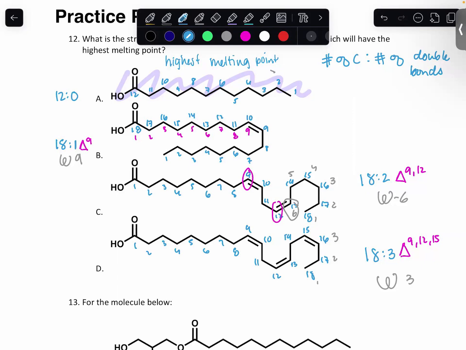You need to number them left to right for one naming way and right to left for the other naming way. So for your deltas, you number starting at the carbonyl. And for the curly omegas, you number from the opposite end of the carbonyl.